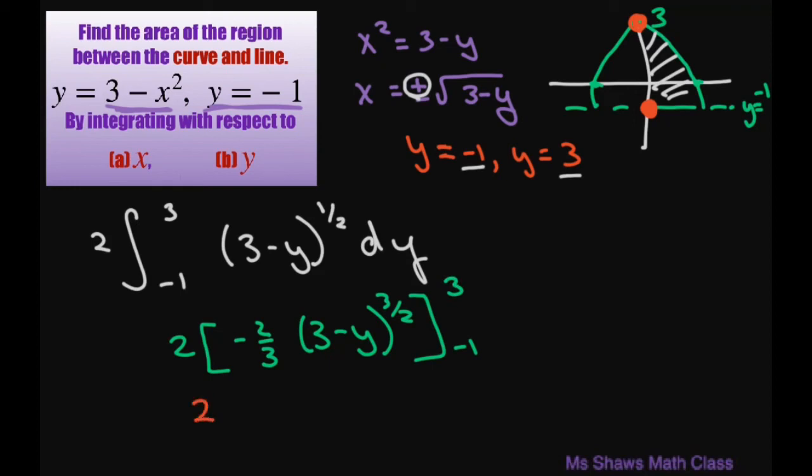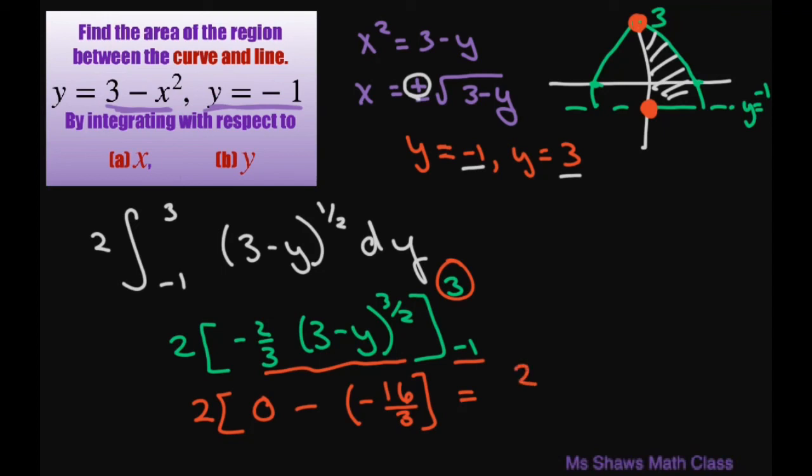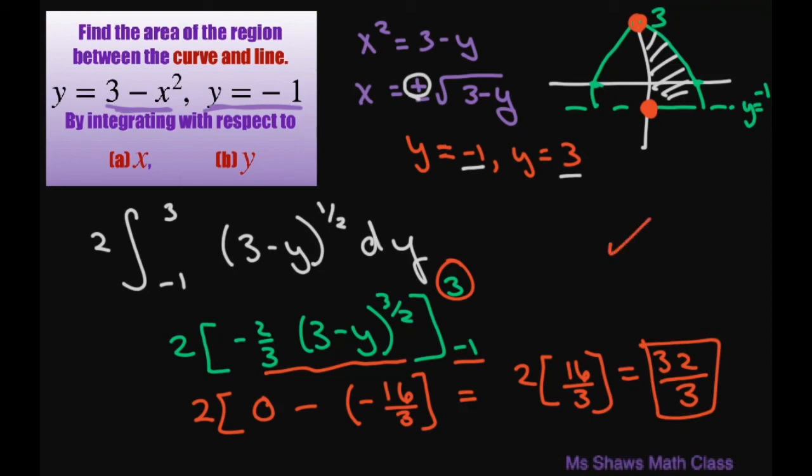When you substitute in 3, this whole thing's going to be 0. When you substitute in negative 1, you're going to get negative 16/3. So this is going to give you 2 times 16/3, which equals 32 divided by 3. Same answer. This one seemed a little harder, right?